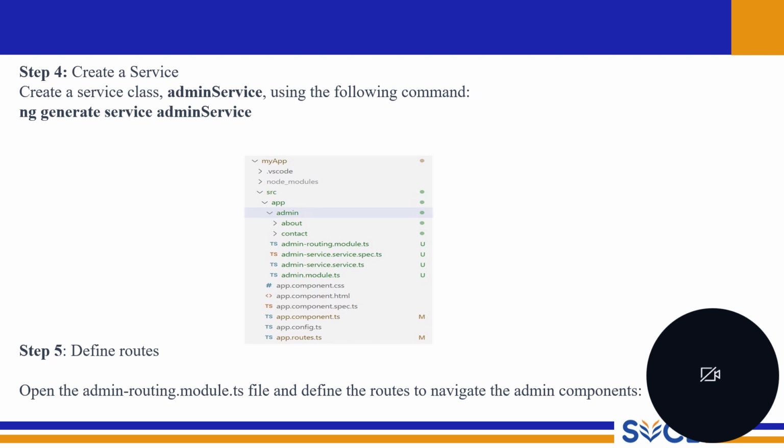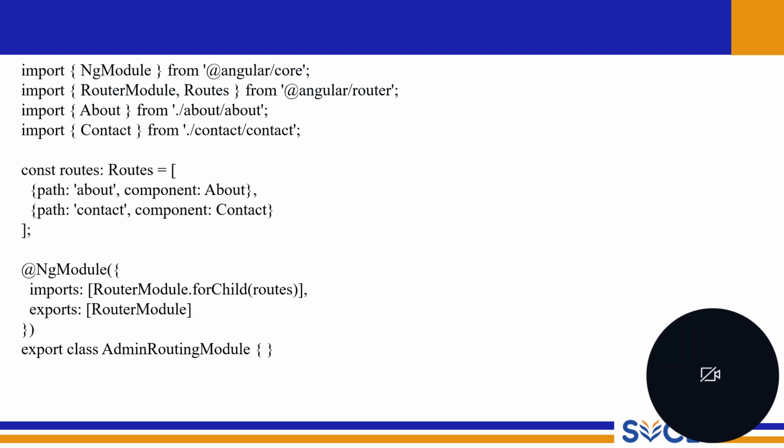In step 5, you have to define the routes. Open the admin-routing.module.ts file and then define the routes to navigate to the admin components. Here you have to give the code.